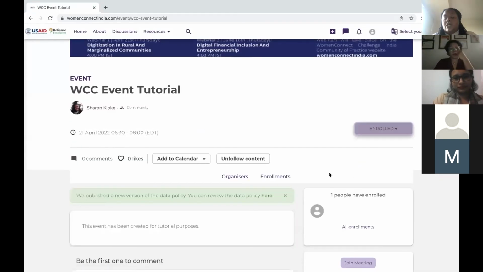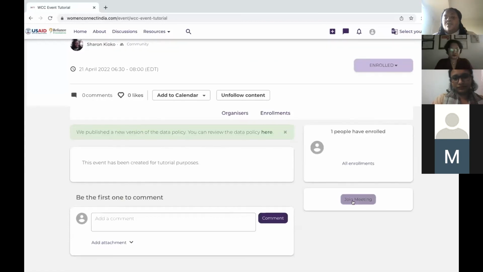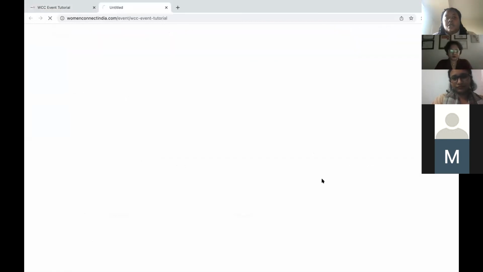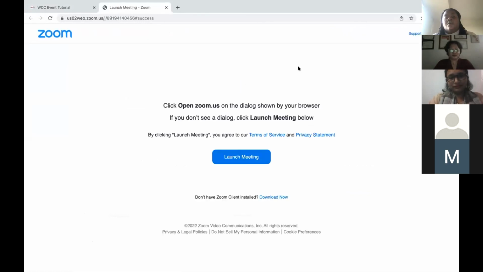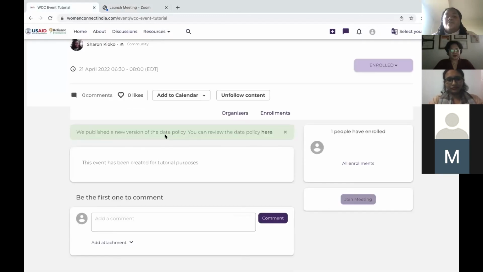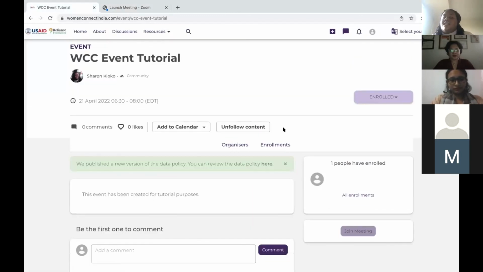Once you've enrolled, you will be able to join the meeting. If you click join meeting, you will get a Zoom link that will lead you to the event. So the next time you join, you'll be able to get the Zoom link from the event site. But in regards to the capabilities I mentioned before, you can curate the content that you receive on the site. If you follow content, the next time something is posted on the site that's related to events tutorial, you'll be notified about that information.